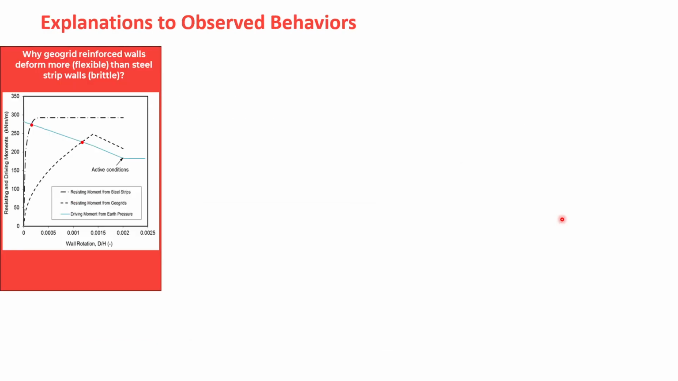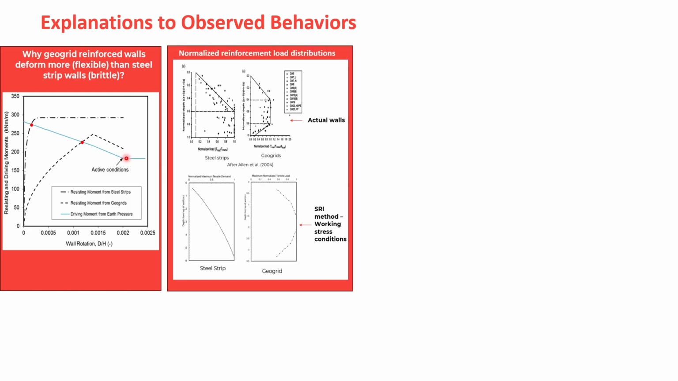So just the last two slides. In general, with this method, I don't want to get into details, but you can explain some of these observations. This is a simple one: we know that steel strip walls deflect less than geogrid walls. Those things can be explained using these diagrams. This is a demand versus resistance curve that I just explained.